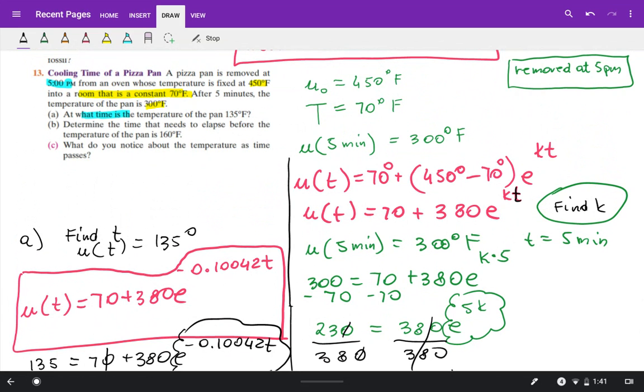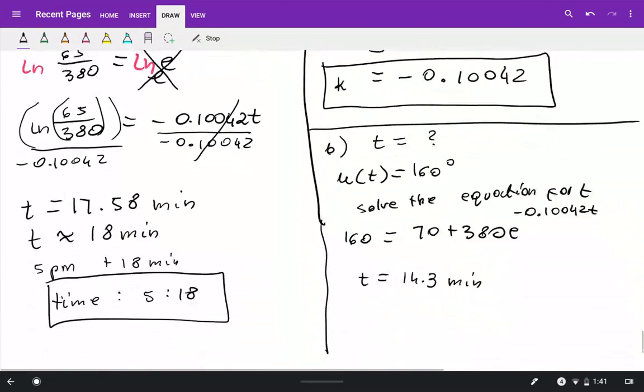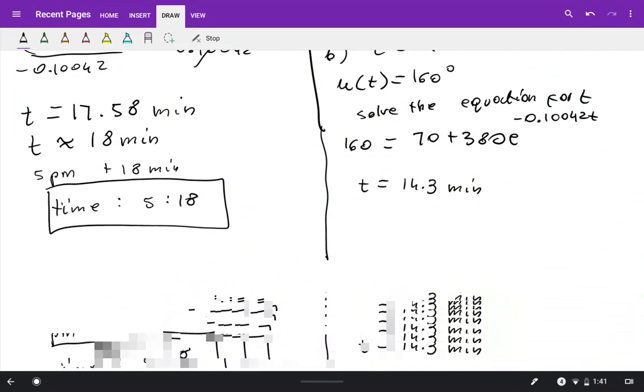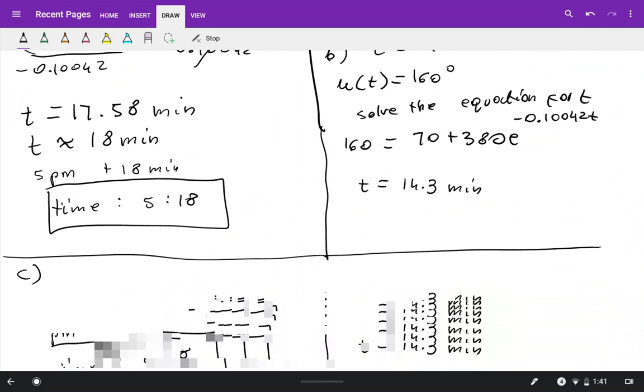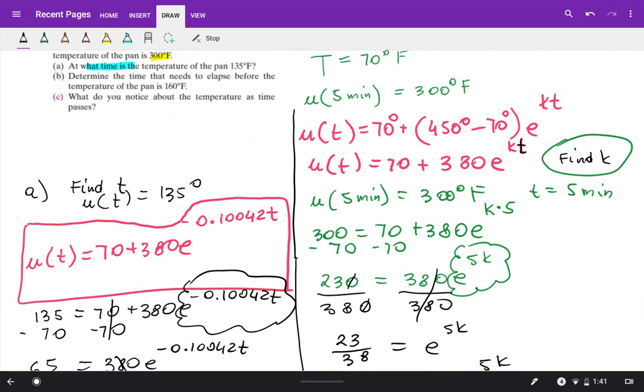Determine the time. So they're not asking what time exactly that will happen. Okay. And C, it's important. See, they're asking you, and let's just read that. What do you notice about the temperature as time passes?